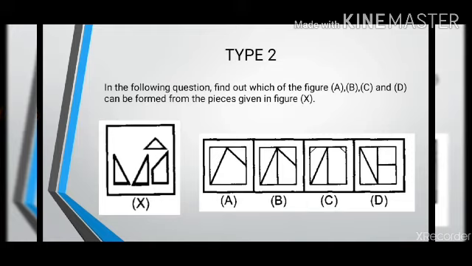In this type of question, small pieces of a figure will be given to you in the figure X, with the help of which you will be able to make either a square or a circle figure. Now here in X figure, 4 pieces of a square are given to you and one square block you will have to form using these small pieces.